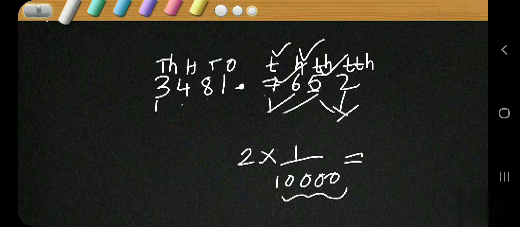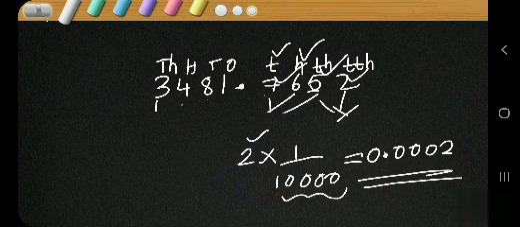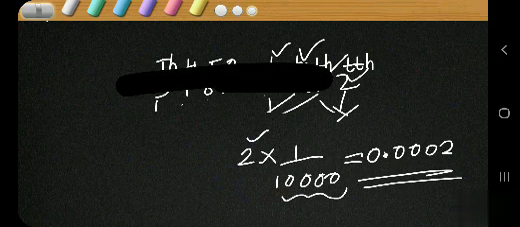We have only one digit 2 with us, so for the rest of the 3 places, we have to put 0. So the answer is 0.0002. This is the answer. Okay, understood? Hope you understood the place value of a decimal number well.